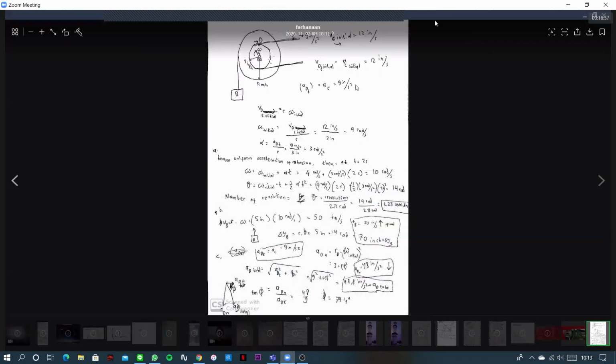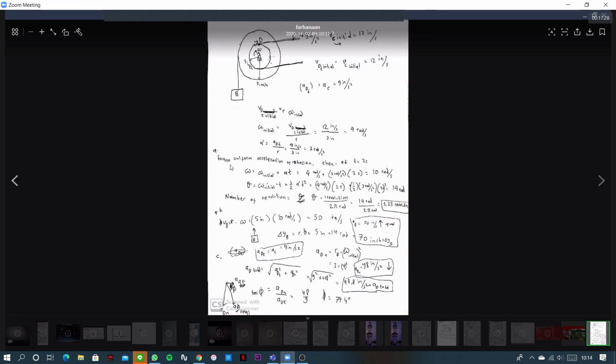The tangential acceleration is 9 inches per second squared. And then we find the rotational acceleration, which is the tangential acceleration over the radius of gear D. The equation is 9 inches per second squared over 3 inches. The rotational acceleration is 3 radians per second squared.